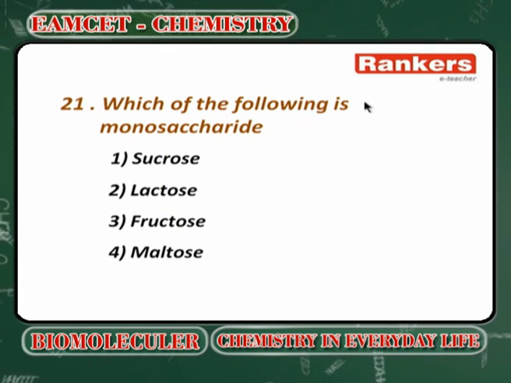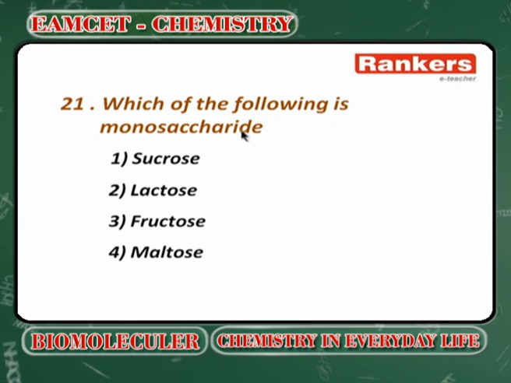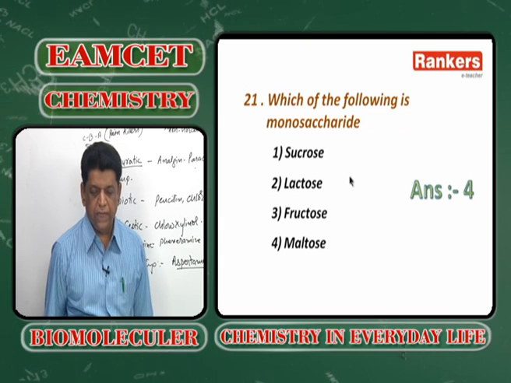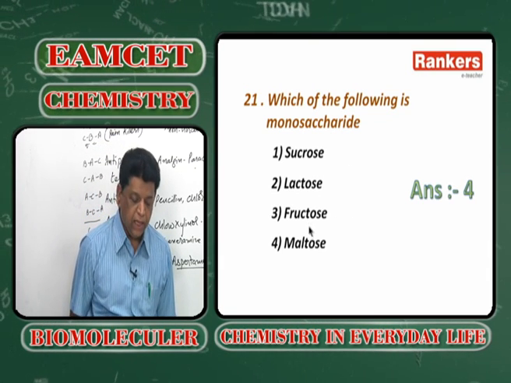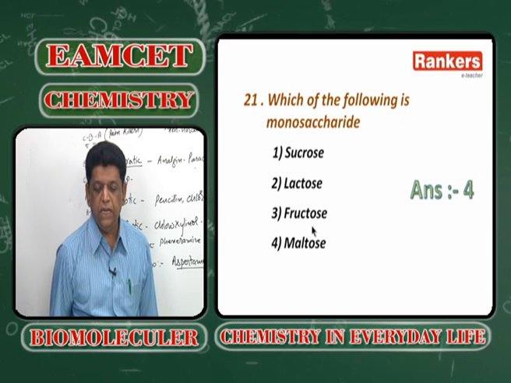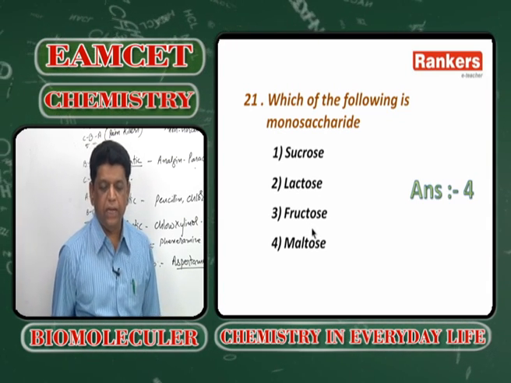Which of the following is a monosaccharide? It means on further hydrolysis it should not break down. Sucrose is a disaccharide, lactose is a disaccharide containing glucose and galactose. Maltose is 2 glucose units. Fructose is a single unit, that's why it is a monosaccharide. Next.